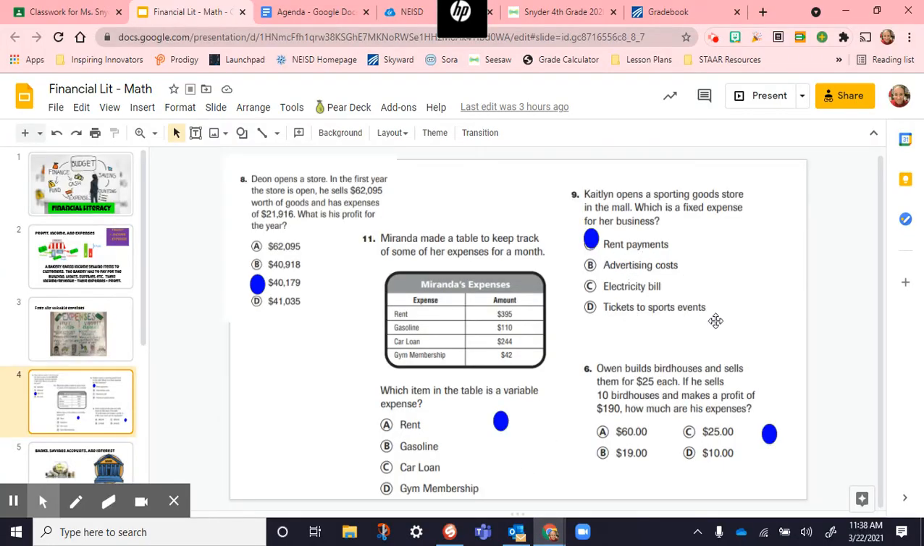Advertising, electricity, tickets to a sport event, those are not necessarily going to be the same. Some months she might advertise quite a bit, and then the next month she might not. Electricity, she may use a lot more one month because maybe it's hotter, like in the summer, versus maybe she's able to not use her air conditioner so much in the winter. So the bills month to month are different. Ticket to a sport event, unless she's going to that every single month, it's not going to be the same. So that rent month to month is going to stay the same.